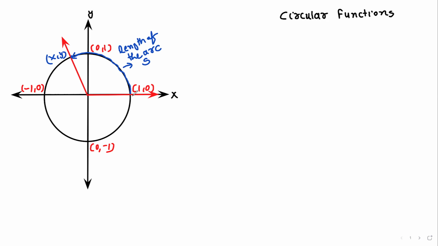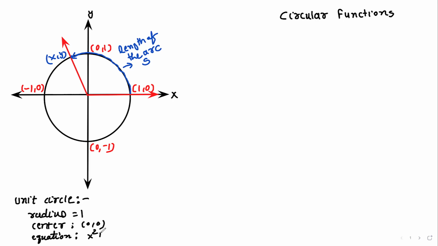We'll start at point (1, 0) on the unit circle. The unit circle has radius 1, center (0, 0), and the equation of the unit circle is x squared plus y squared equals 1.